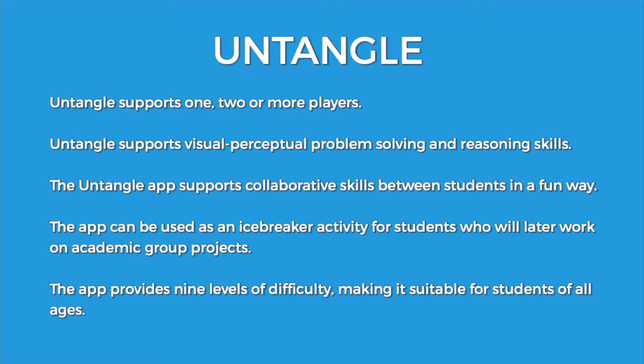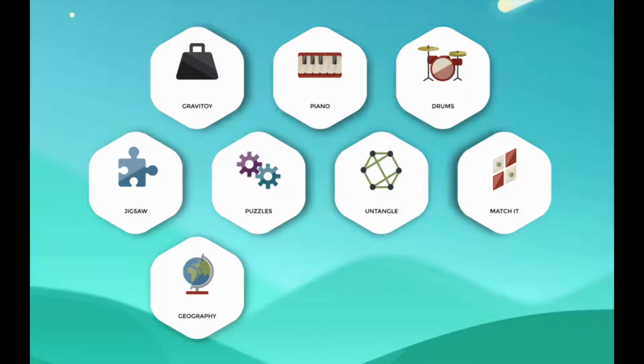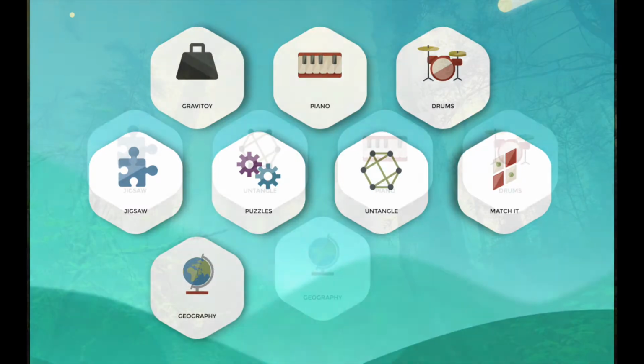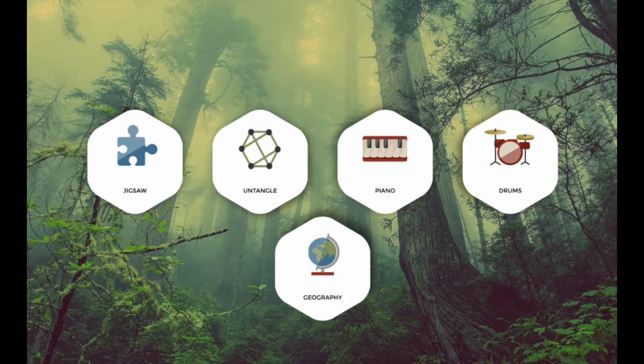It can serve as an icebreaker for students who will be working on academic group projects. The app provides 9 levels of difficulty, making it suitable for students of all ages. The Untangle icon can be accessed in the miscellaneous section of the elementary or secondary MultiTeach menu.